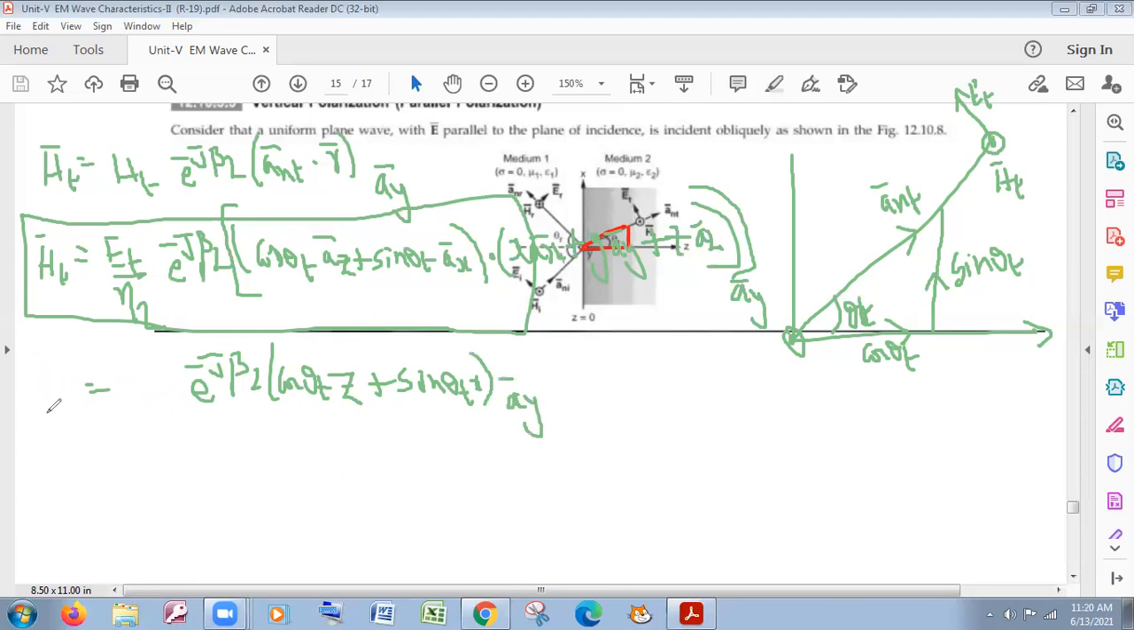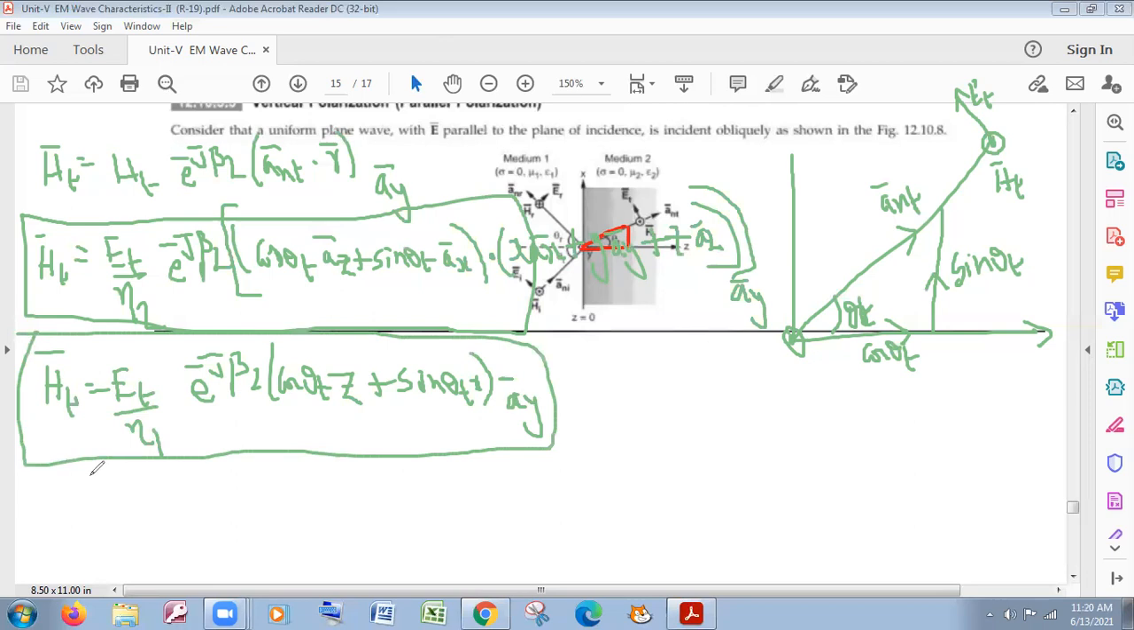HT bar, my dear. HT bar is equal to ET by the eta 1. Okay. Now we can find the ET bar is equal to ET into e power minus j beta. This is not the eta 2, eta 1, not eta 2. Beta 2 x sine theta t plus z cos theta t.